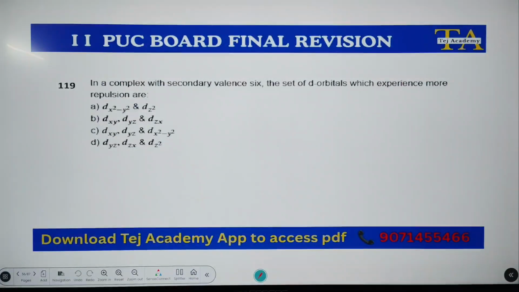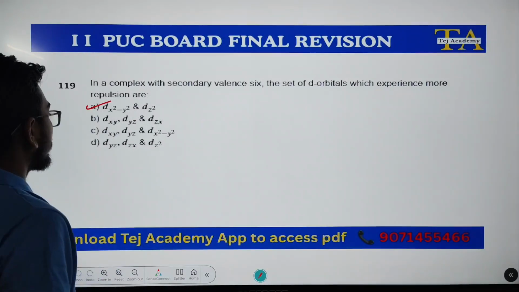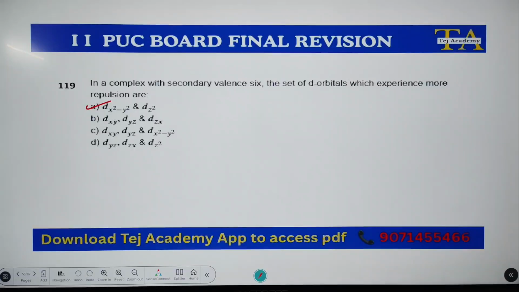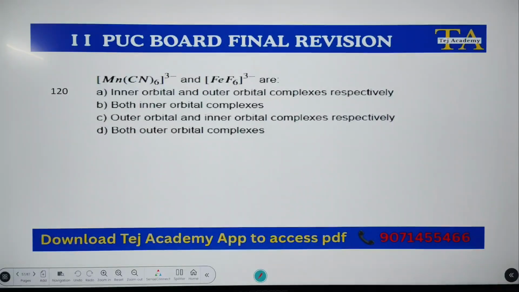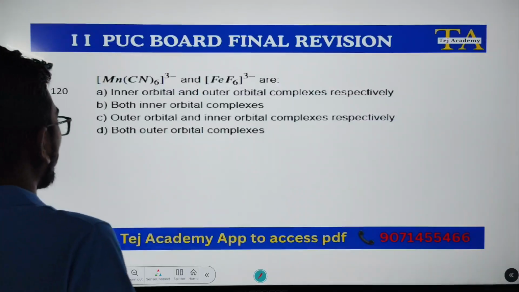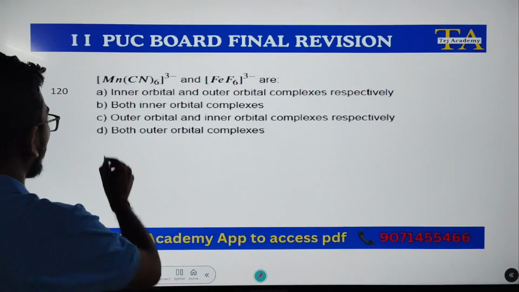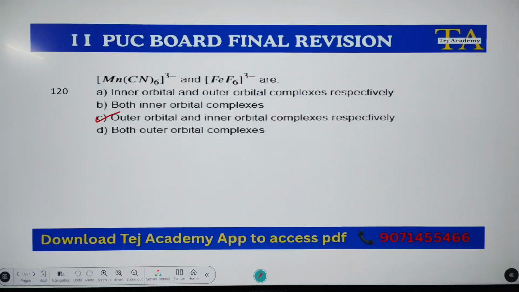In a complex with secondary valency 6, the set of d orbitals which experience more repulsion: more repulsion means dx2-y2 and dz2. So these two orbitals will experience more repulsion. For the given compounds, for option A, inner orbital and outer orbital complexes respectively: both are inner orbital complexes. For option C, both are outer orbital complexes. Option C is the right answer, outer orbital and inner orbital complexes respectively.